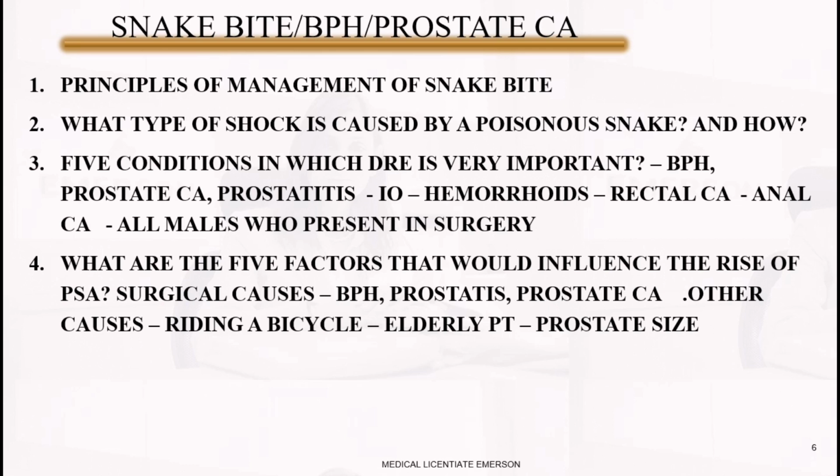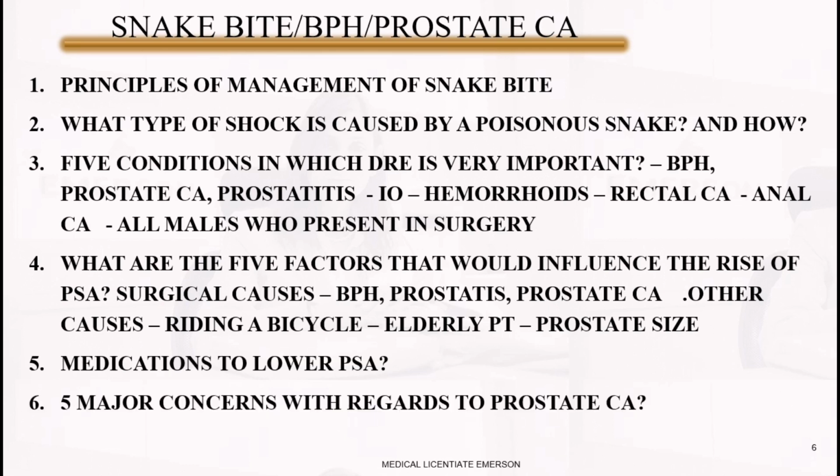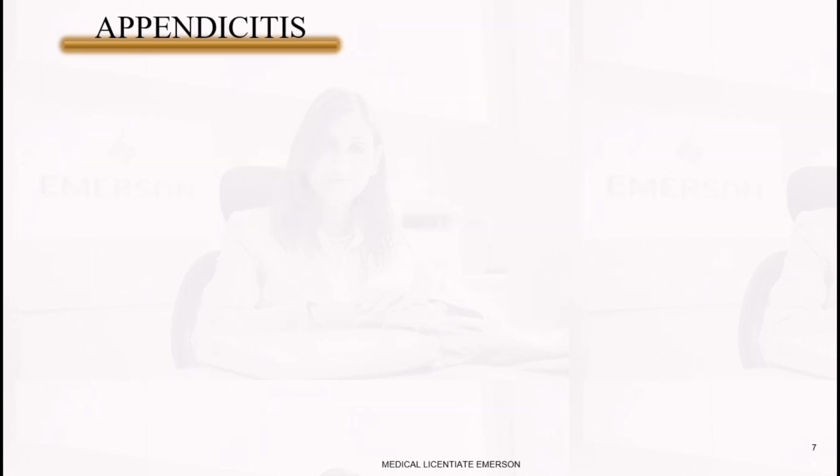Then what are the 5 factors that would influence the rise of PSA? So we have surgical causes such as BPH, prostatitis, prostate CA. Then other factors we can have: riding a bicycle, elderly patient, prostate size. Then medications to lower PSA. What are some of the medications that can lower PSA? Then 5 major concerns with regards to prostate CA.